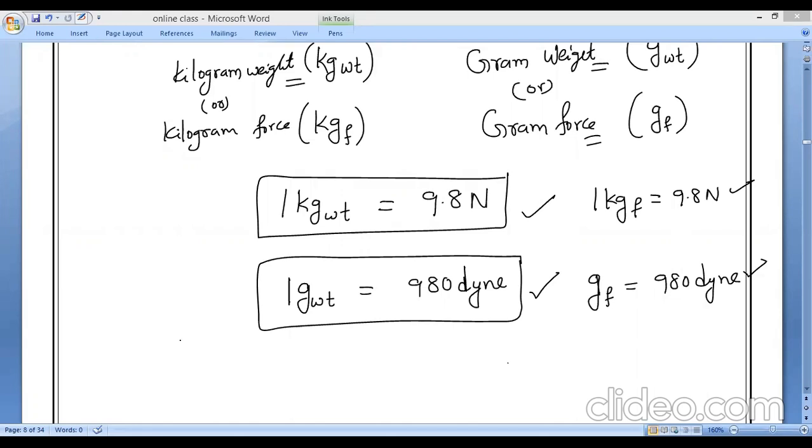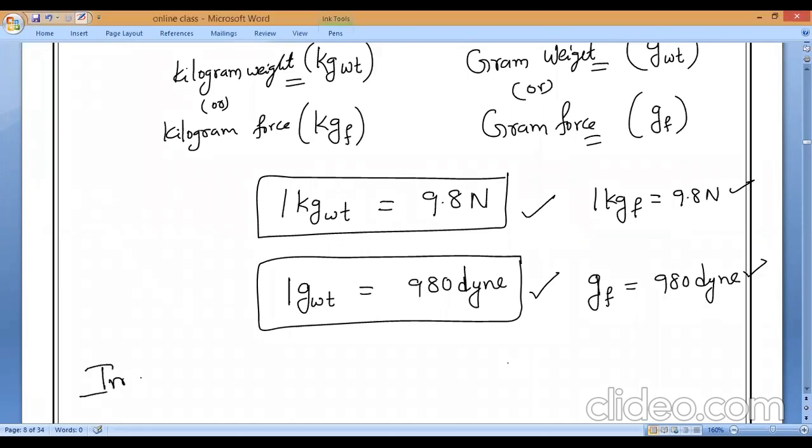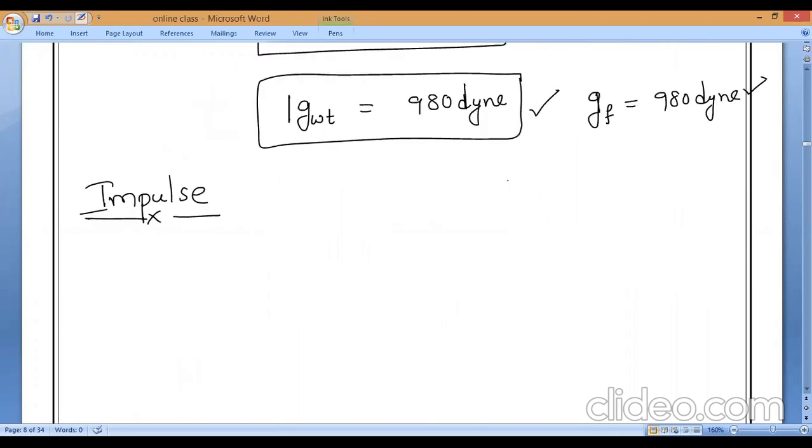Impulse. Please all of you keep reading. Impulse. Okay. Shall we discuss now what we mean by impulse? Everybody, are you ready? Yes, sir. Listen very carefully. What is impulse, you understand.